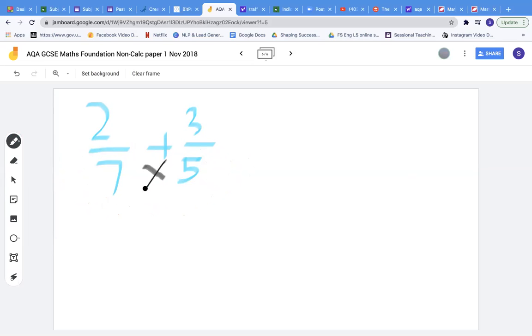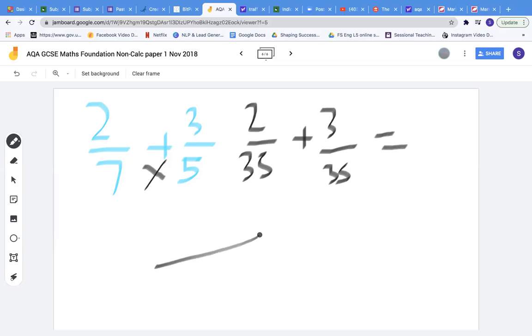And the easiest way to do this is to multiply. So basically, when you multiply together, it becomes 2 over 35, add 3 over 35. Now they're equalized, so it's going to be over 35. And then you add the 2, and then you add the 3.